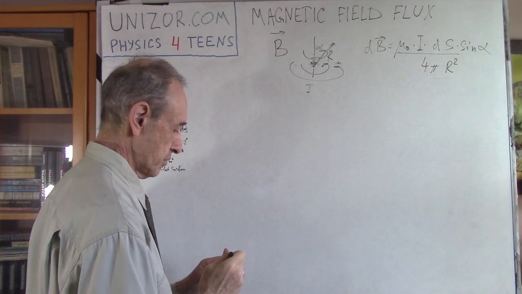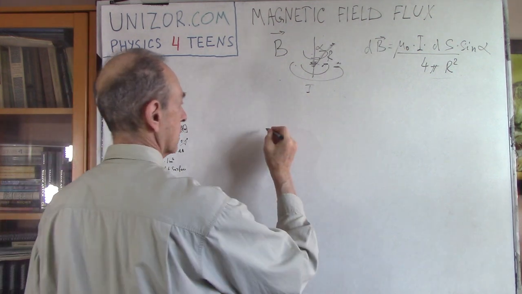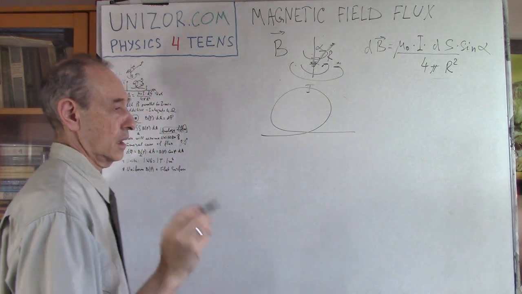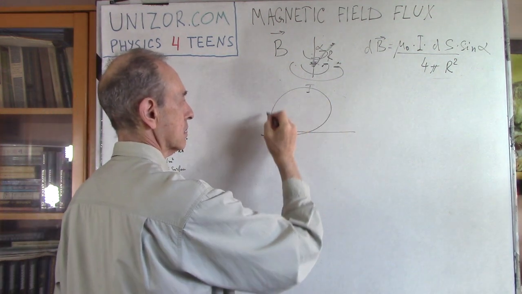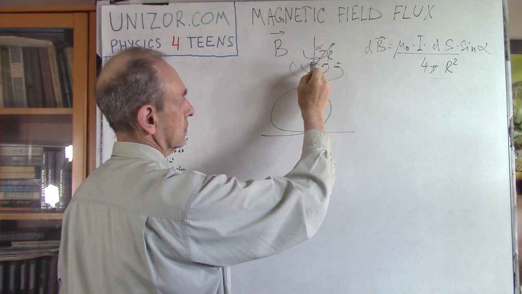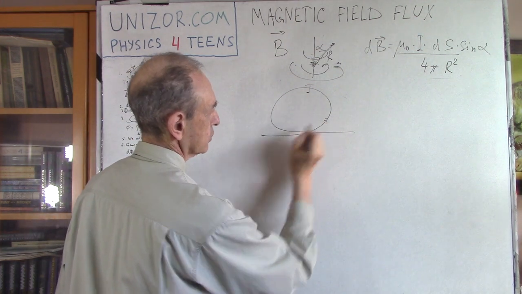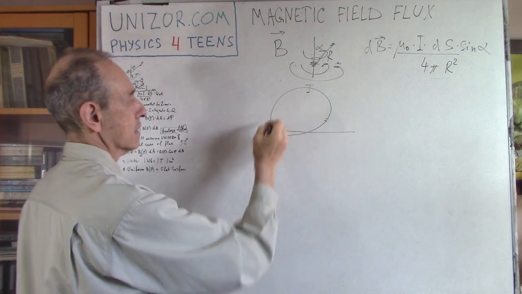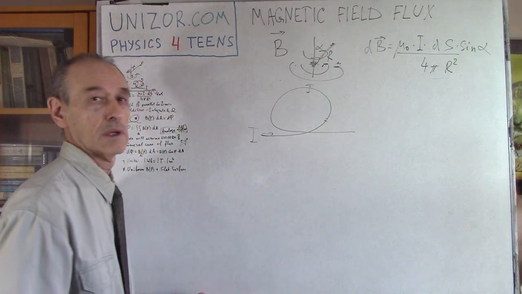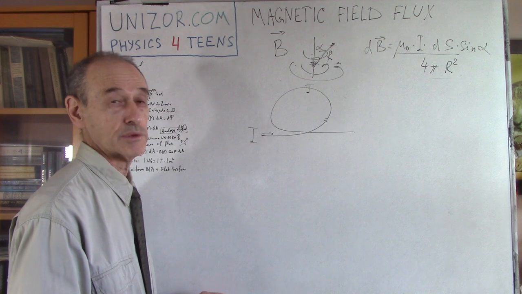Now, the next step is the current in a loop. Okay, so let's say we have a loop. Again, every little piece of this wire is the source of magnetic field, all right? So if you take this piece or another piece, it's the source of magnetic field. So if you have a current here, then each piece creates certain magnetic field around it.